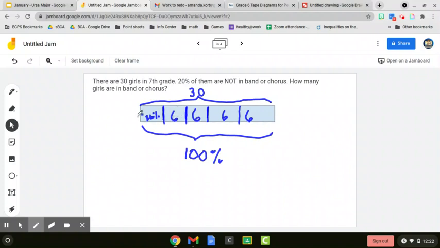So 20% of them are not in band or chorus. We can cross that out. Those kids are not in band or chorus. So we've got 4 pieces that are each worth 6 girls that are in band or chorus. Well, 6 times 4 is 24. So if 20% of them are not in band or chorus, there are 30 girls, 24 of them must be in band or chorus. We'll do one more percent problem.